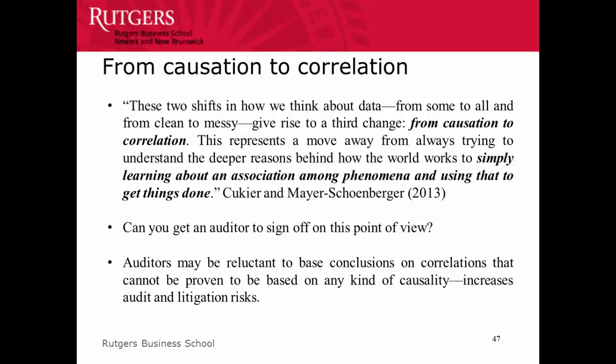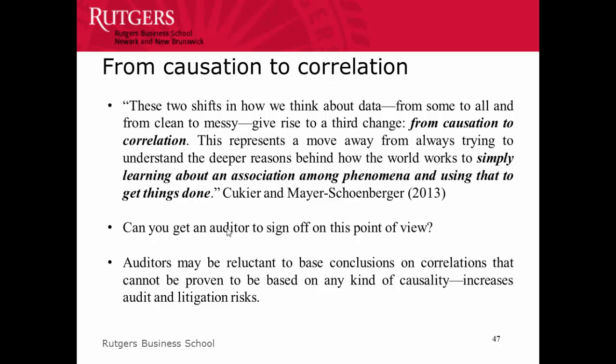So in a business setting, the ultimate objective is to make profit. If you cannot understand why there is such a correlation, it is not a problem at all. You can simply take advantage of it and implement your marketing strategy. But auditors can never follow this logic. Auditors will be reluctant to base conclusions on correlations that cannot be proven to be based on any kind of causality, because it will increase audit and litigation risks.